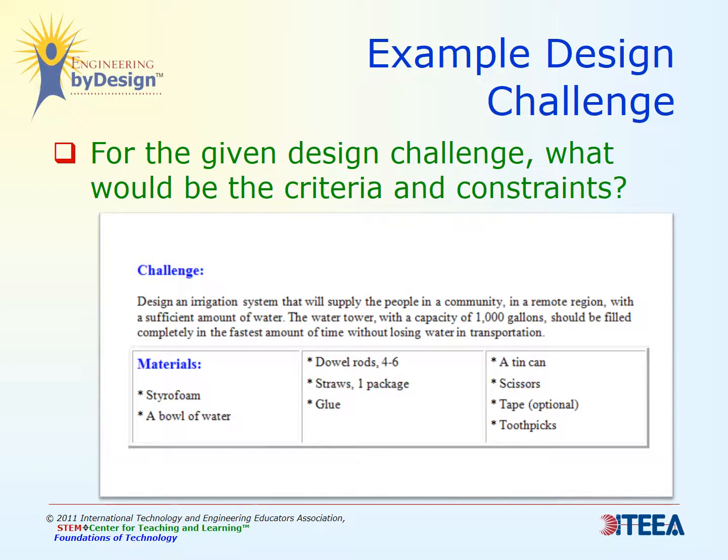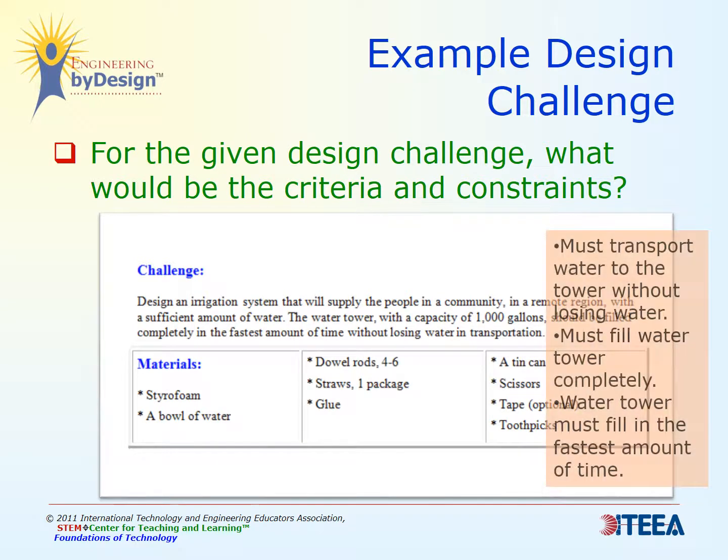So we wanted to come up with the design criteria. Now, you must transport water to the tower without losing water. You must fill the water tower completely, and it says it's 1,000 gallons. The water tower must fill in the fastest amount of time. That's another one of our criteria.